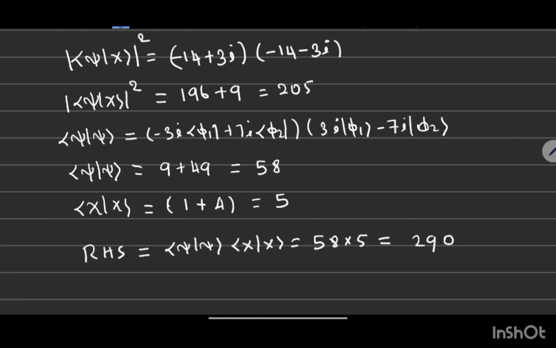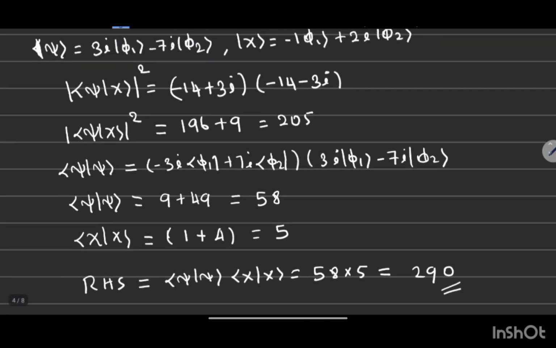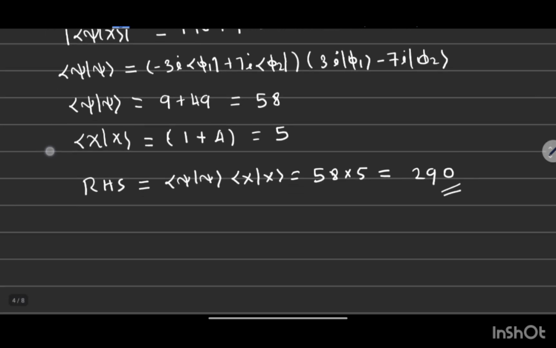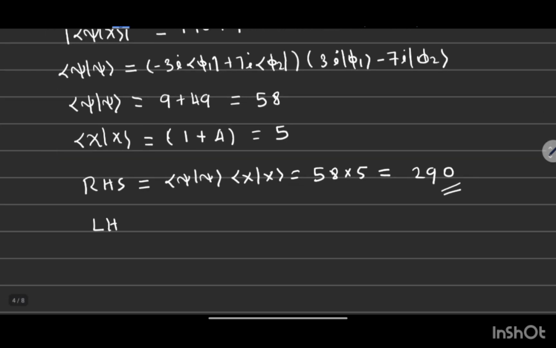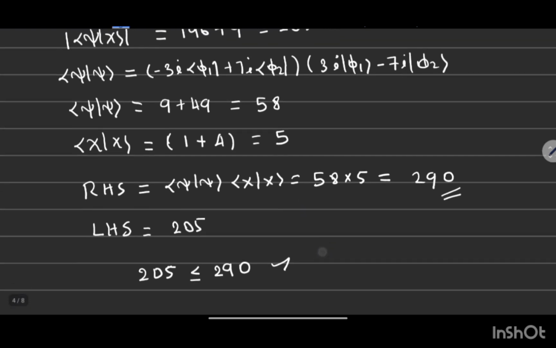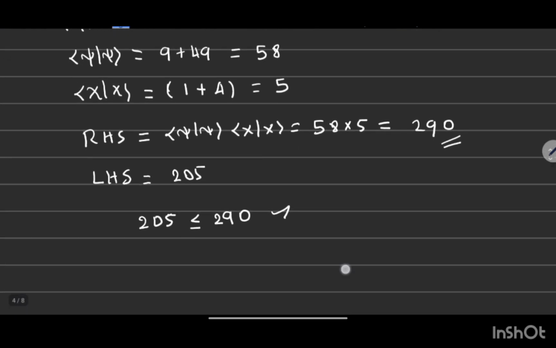My right hand side is 290, whereas my left hand side is 205. So 205 is always less than or equal to 290. Hence the Schwarz inequality holds. So this is valid for the two given state vectors. They are linearly independent.